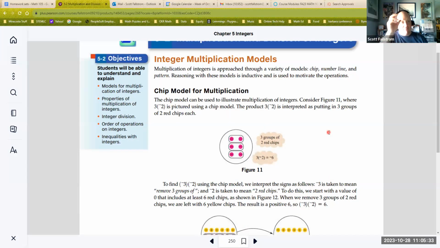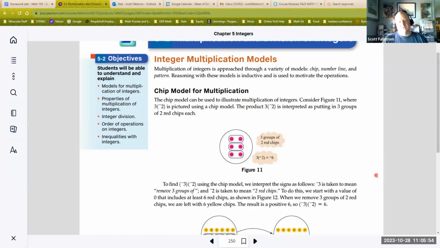We'll do the chip model, which again is my favorite, the number line model, which is okay. It's not bad. It's reasonable. And then the pattern approach, which, as you've already indicated, if you watched the first video, is not my favorite because of the approach that it takes. So let's go ahead and take a look at this.